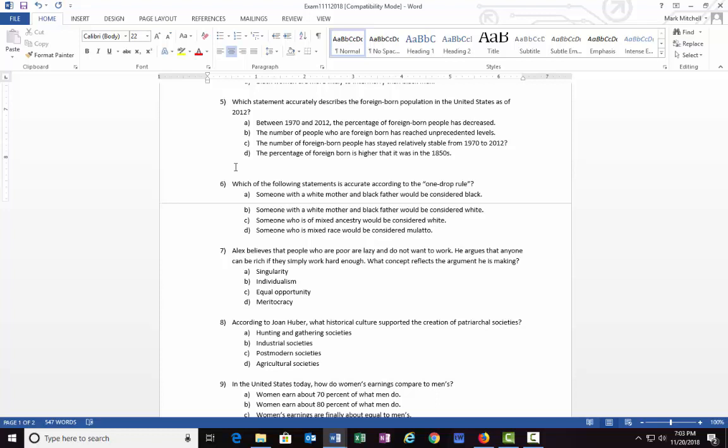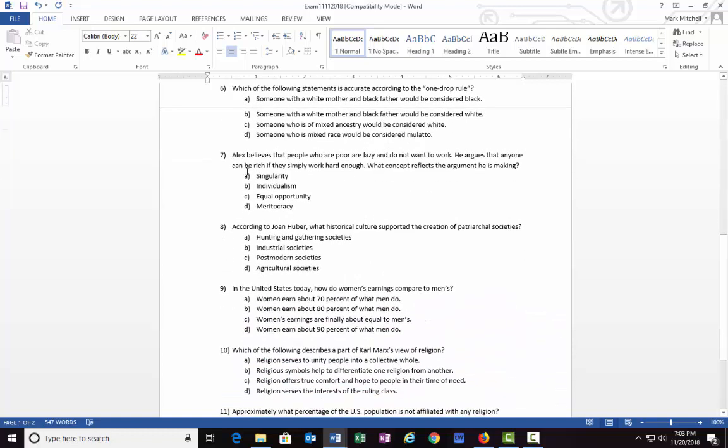Okay, number 6. Which of the following statements is accurate according to the one-drop rule? How you classify people in their racial and ethnic categories. Is it A, someone with a white mother and black father would also be considered black? Is it B, someone with a white mother and black father would be considered white? C, someone who is of mixed ancestry would be considered white? Or is it D, someone who is mixed race would be considered mulatto?